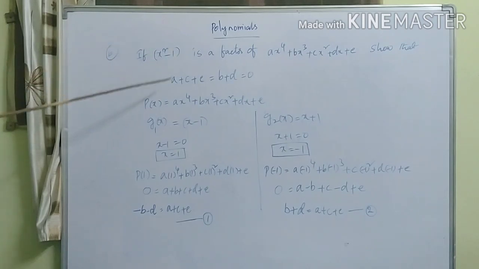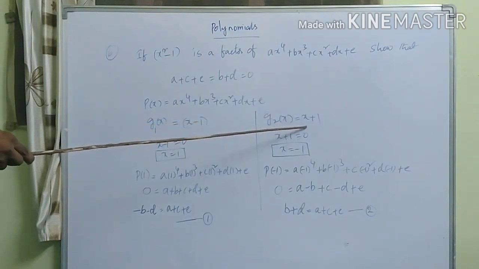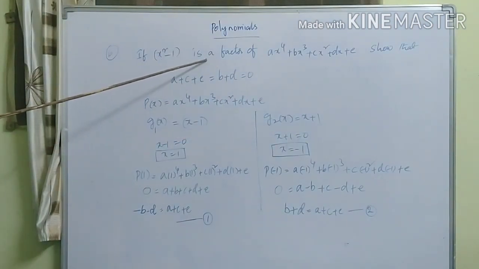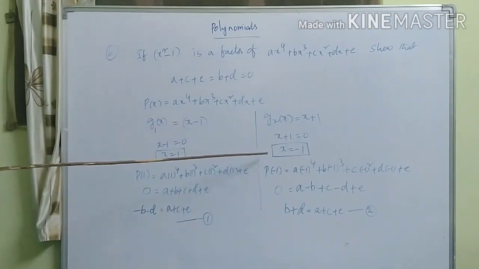Here g1 of x is equal to, so this is of the form a square minus b square, that is x square minus 1 square. 1 square is nothing but 1. So a square minus b square result is a plus b into a minus b. Similarly, x square minus 1 square result is x plus 1 into x minus 1. Here x minus 1 is equal to g1 of x and x plus 1 is equal to g2 of x.